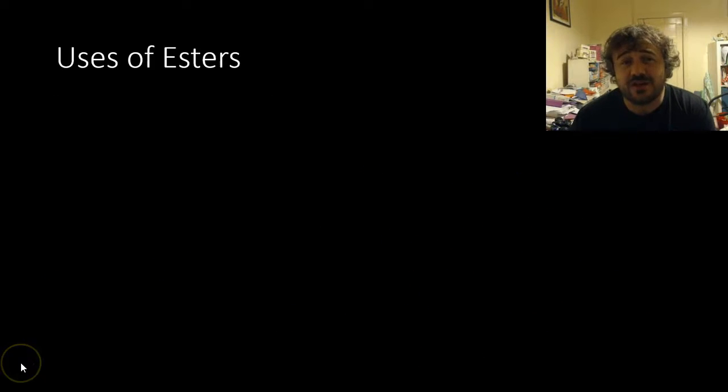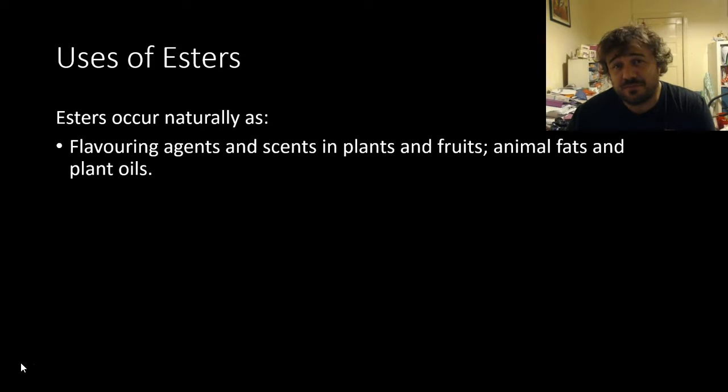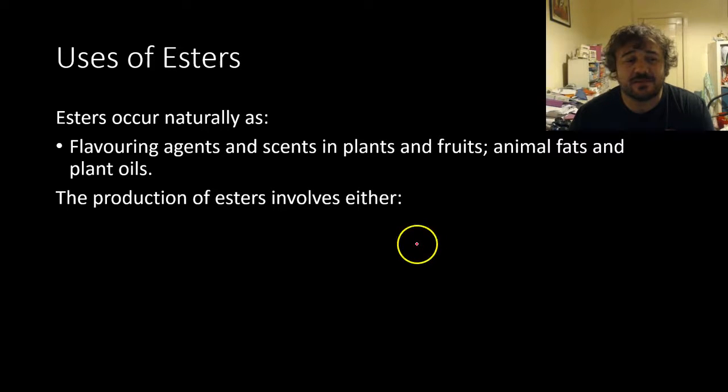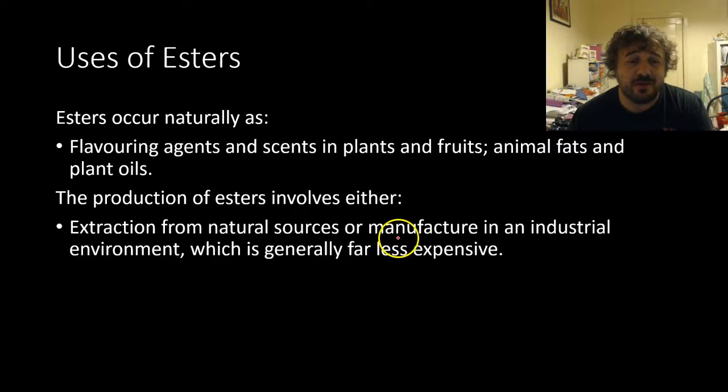Alright, so let's have a look at the uses of esters. And they're a naturally occurring chemical. Beeswax is a naturally occurring chemical. But we see them as flavoring or scent agents. Remember, they're volatile liquids quite often, if they're small enough, in plants and fruits. Animal fats and plant oils also tend to be esters. The production of them, however, involves extraction. So when we want to use them, we've got to extract them from a natural source, or you manufacture it in an industrial environment. And this is actually usually far less expensive just to build your own.